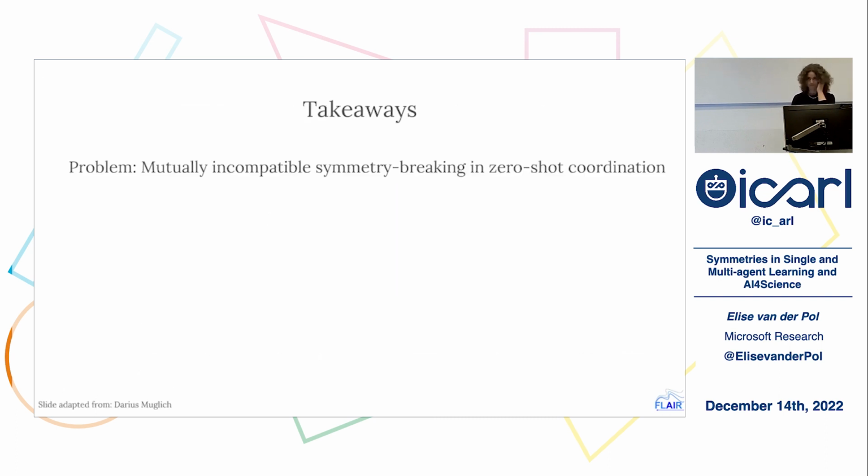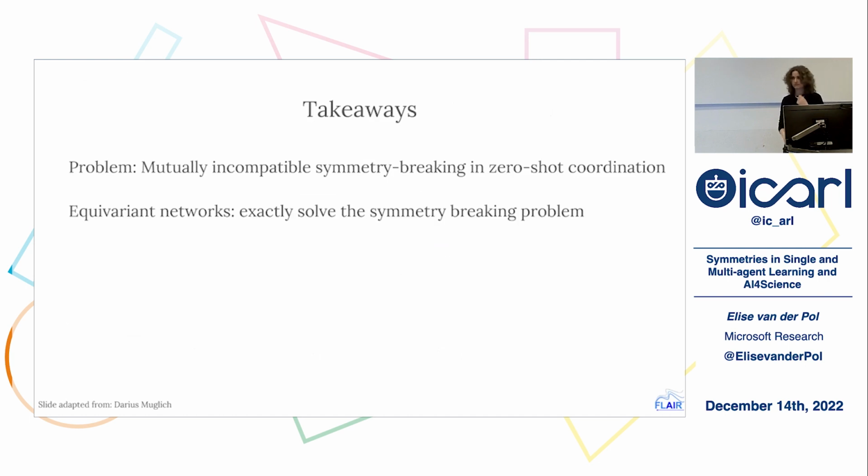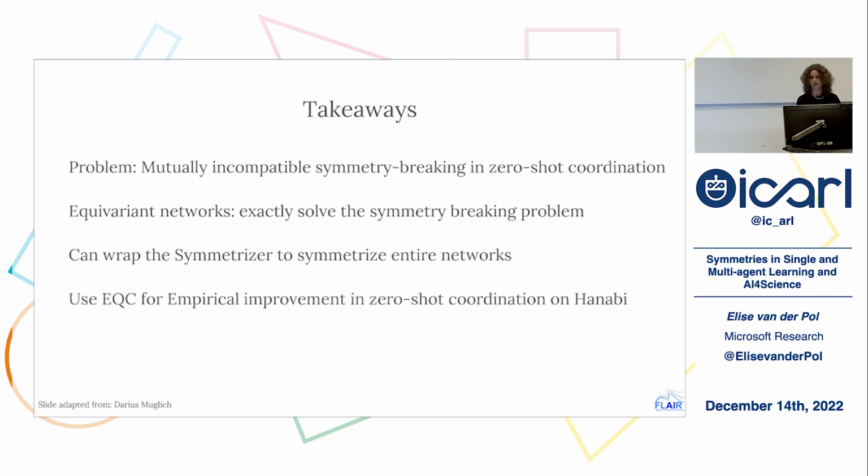Okay, so takeaways. The problem that we're looking at here is mutually incompatible symmetry breaking for zero-shot coordination. If we use equivariant networks the right way, this exactly solves the symmetry breaking problem. We can use the symmetrizer that I talked about before to wrap entire networks into the equivariant version. And you can use this equivariant coordinator to get improvement in zero-shot coordination, at least on Hanabi, but hopefully also other things.